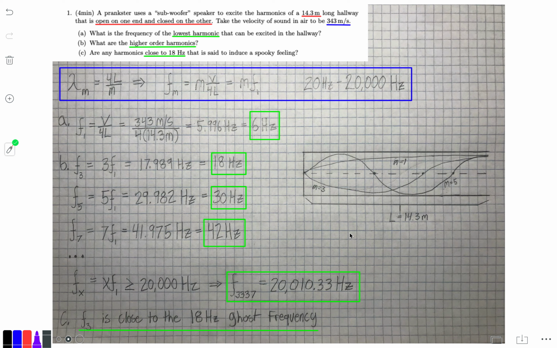In this problem, we are asked to take a look at some standing waves inside of a hallway that is in open-closed orientation. And this is going to be important throughout our problem, and you'll soon see why. What we are given in this problem is the length of the hallway, as well as, again, our open-closed orientation, and the velocity of air.